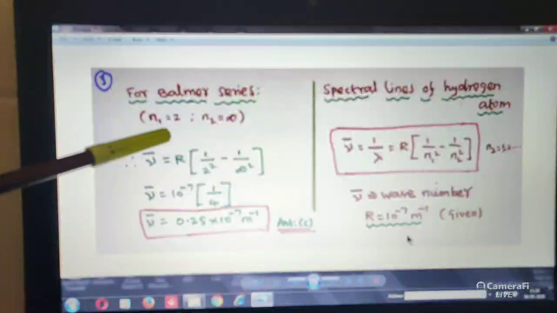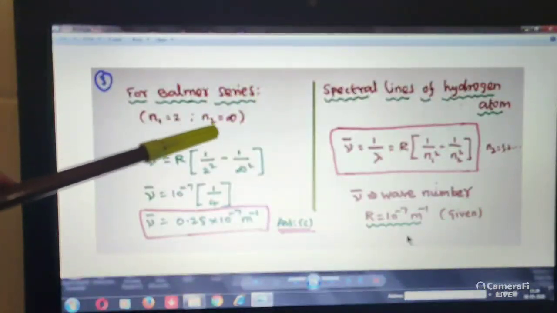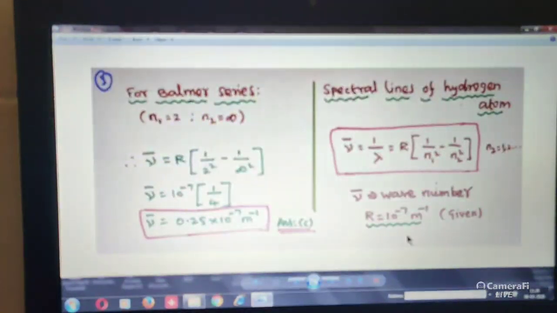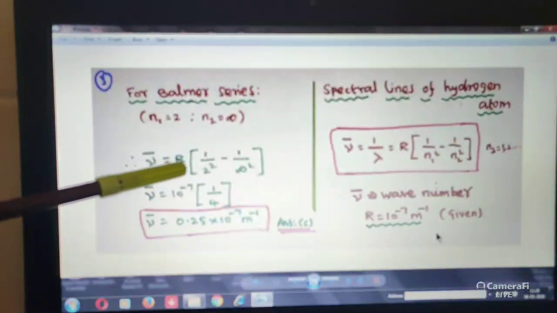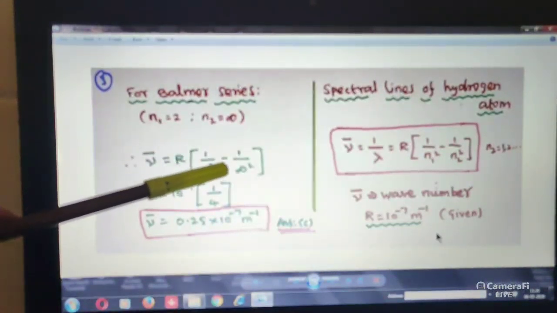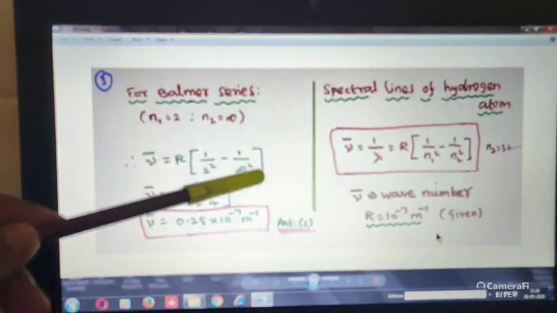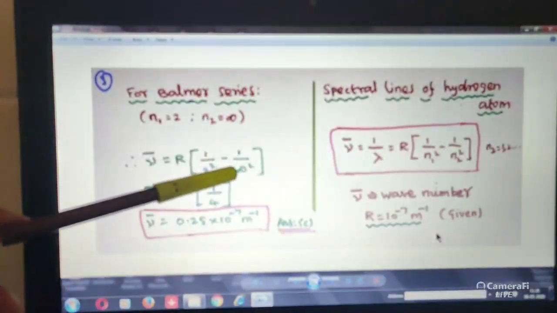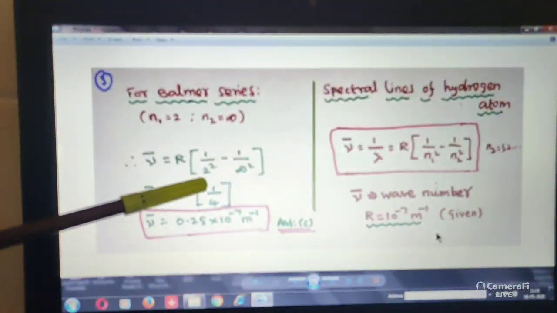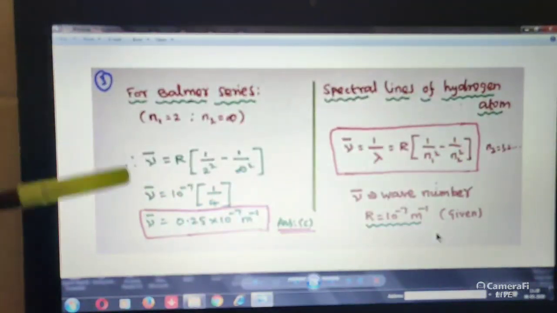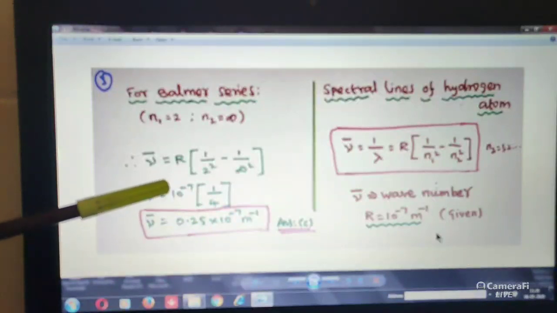For the Balmer series, we know n1 value is equal to 2, and n2 value, they said last line, so let's take it as infinite. So the wave number is equal to R into 1 by 2 square minus 1 by infinite square. This is 0, so the remaining is R divided by 4. So the R value is 10 power plus 7.